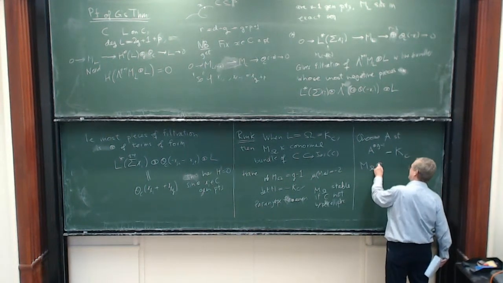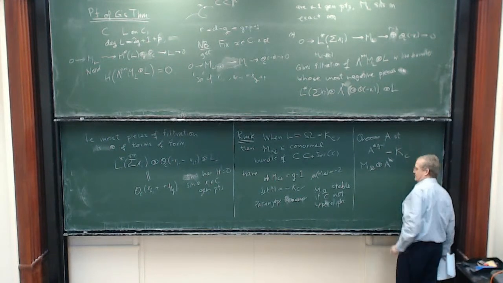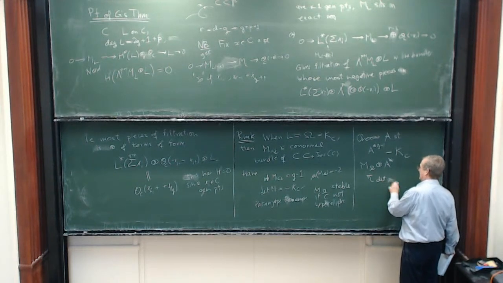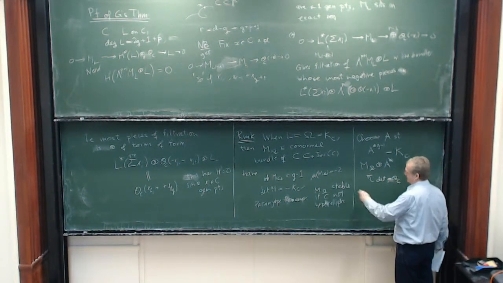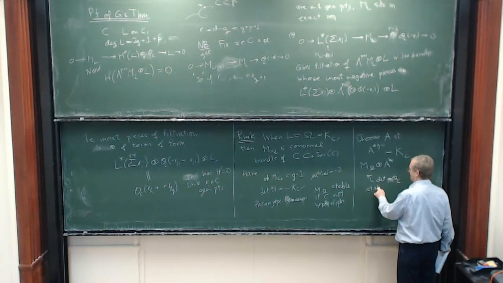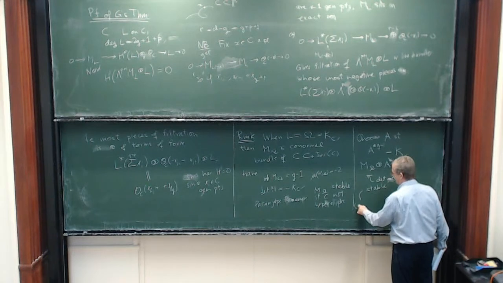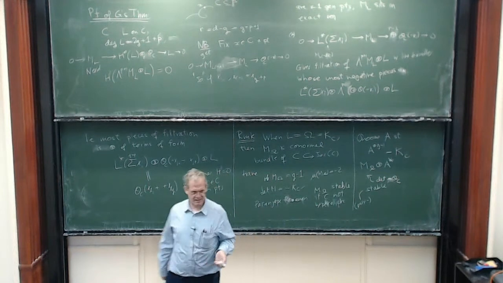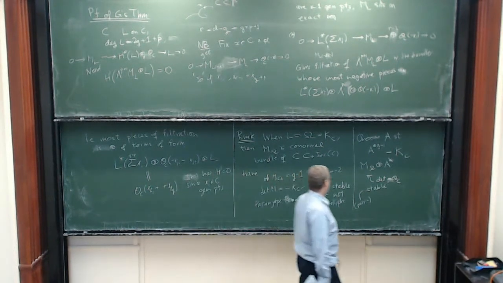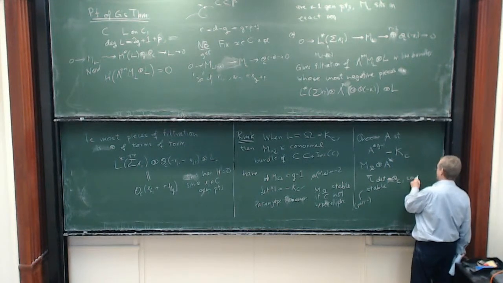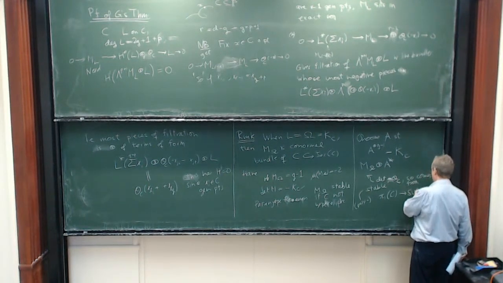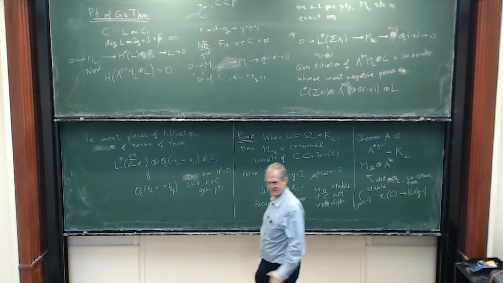If we take M_omega tensor A dual, this is now a bundle with trivial determinant, determinant 0. And it's polystable. So what does that mean? That means that this bundle comes from a unitary representation of the fundamental group of C. That's the theorem of Narasimhan and Seshadri.